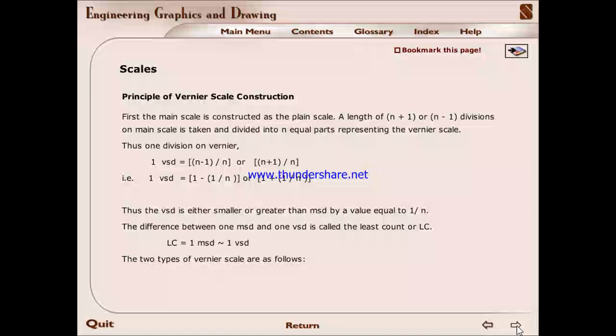The difference between 1 MSD and 1 VSD is called the least count or LC. LC is equal to 1 MSD minus 1 VSD. The two types of vernier scales are as follows.